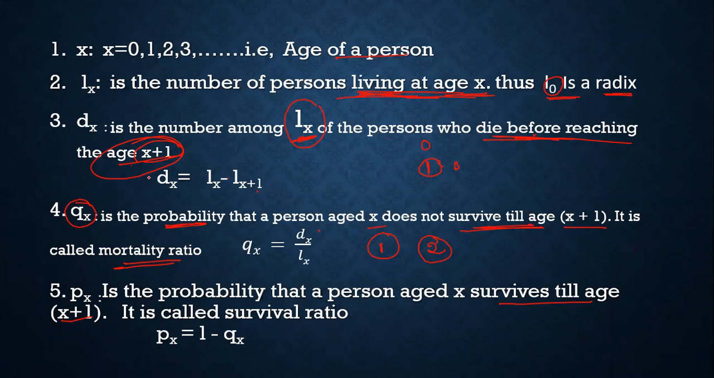That is the difference between, again here, QX and PX. In QX we find out the death rate, because he does not survive. But in PX we will find his survival ratio, his survival rate.